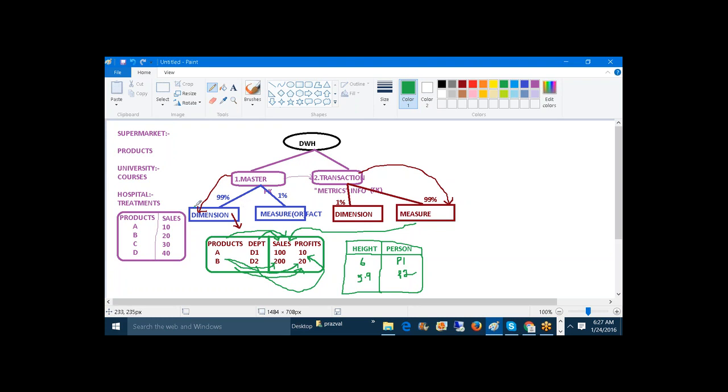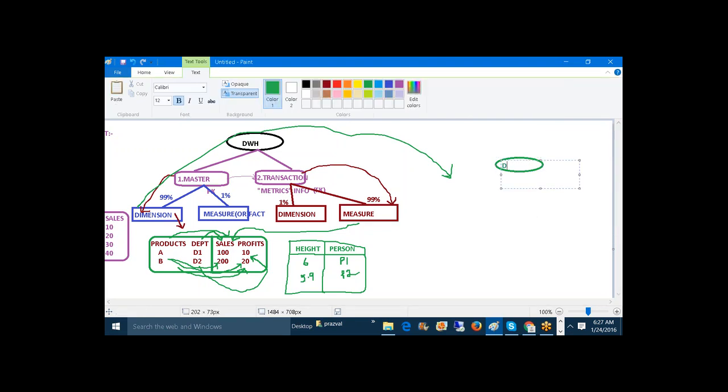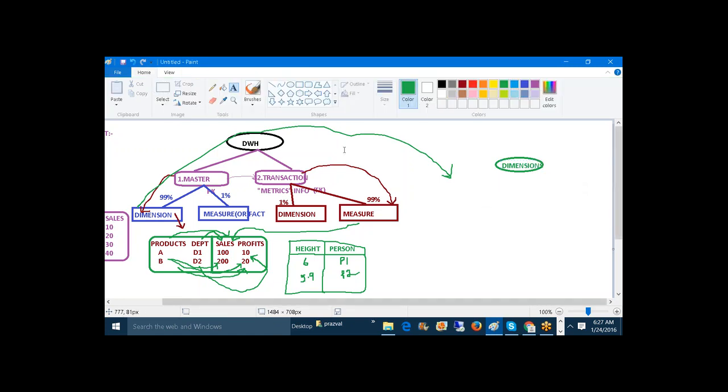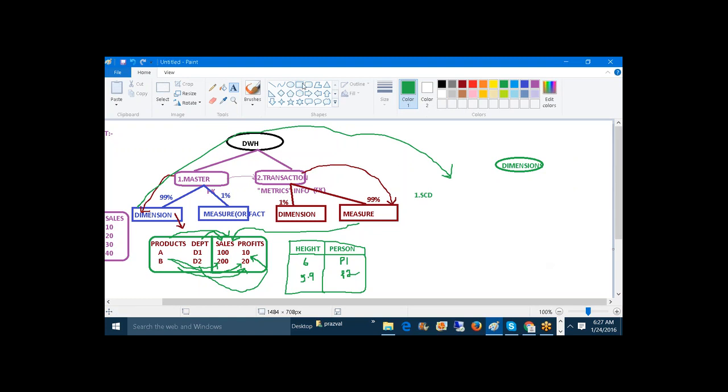In the data warehouse, these dimensions are divided into some different types. In total, the dimensions are divided into 9 different types. The 9 different types of dimensions are: number 1, SCD. So what is SCD? SCD stands for slowly changing dimension.